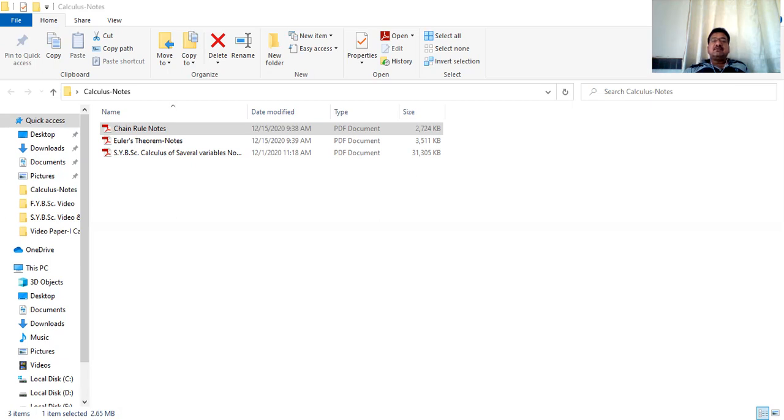U and v are functions of x and y. Then by chain rule, dou z by dou x. Okay, write that figure: z is a function of u and v, and u and v are functions of x and y. And then dou z by dou x is dou z by dou u times dou u by dou x, and all this.